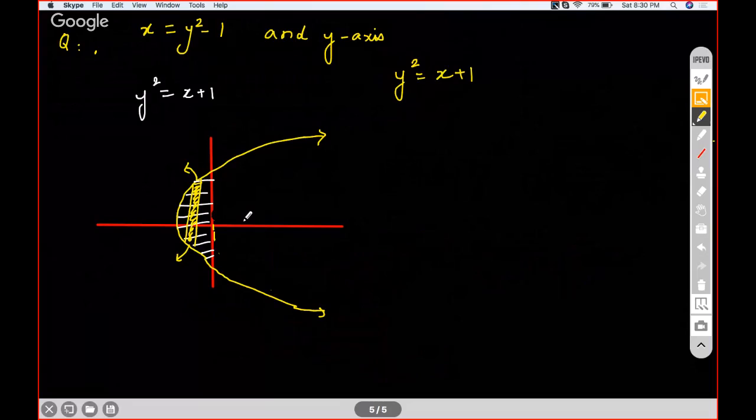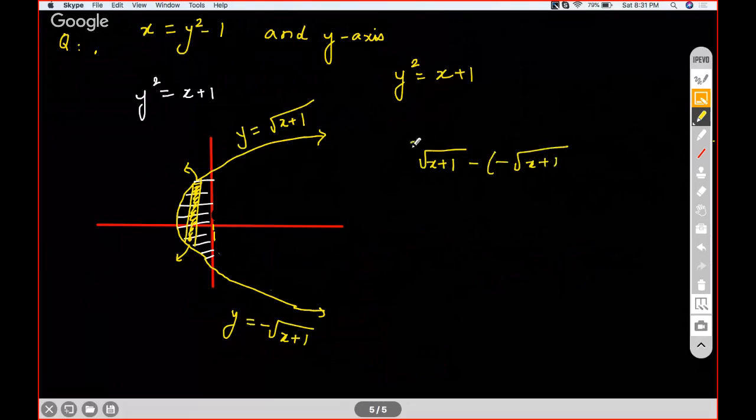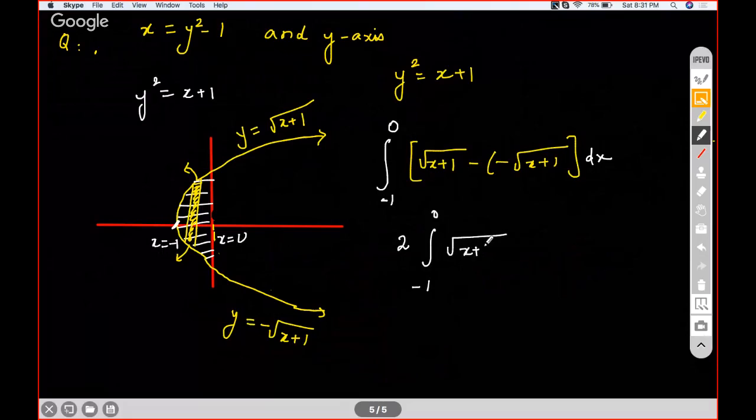No, one is y square is x plus 1 and the other is y square is minus x plus 1. So one is y equal to under root of x plus 1, and the other is y equal to minus under root of x plus 1. Correct. So if I take top minus bottom, won't it be under root of x plus 1 minus of minus under root x plus 1? Won't this be the height? And if you integrate this from x equal to -1 till x equal to 0, shouldn't it give me the answer? That means indirectly I'm asking you to integrate this.